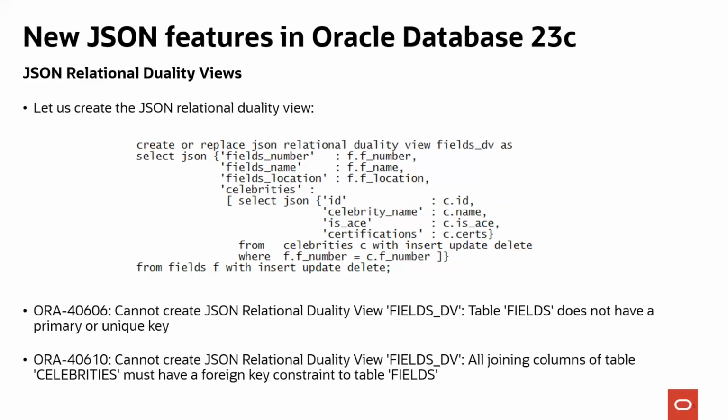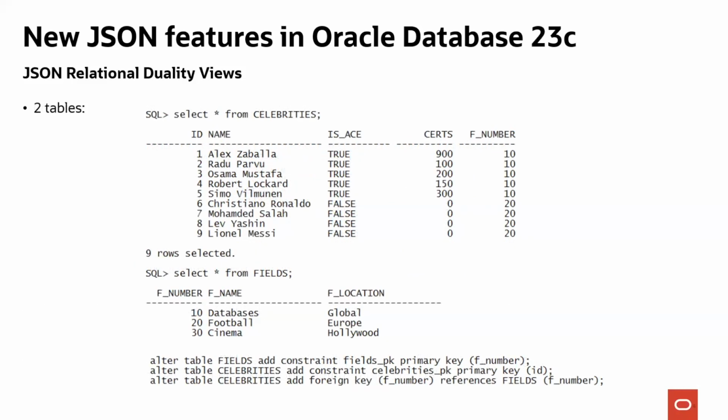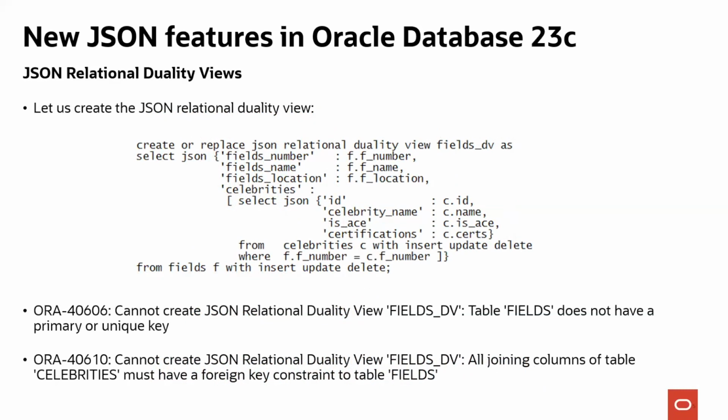All right. So you usually get an error message if the table does not have a primary or unique key. And you also get another error message if the joining columns do not have a foreign key constraint. So that's why, if I go for a second to the previous slide, I created the primary keys and also the foreign key, as you can see. That is a requirement. That's how it works.